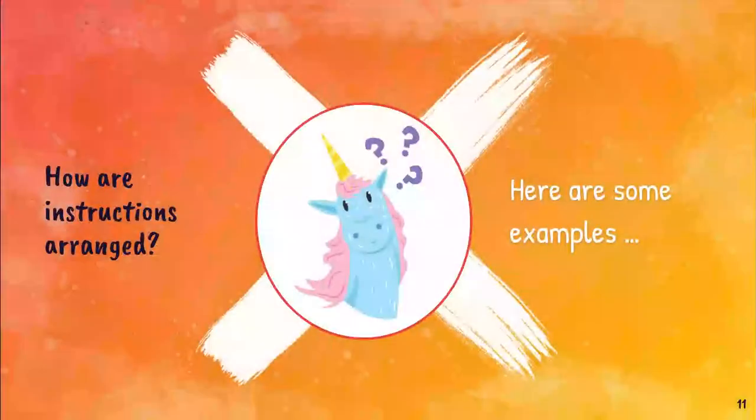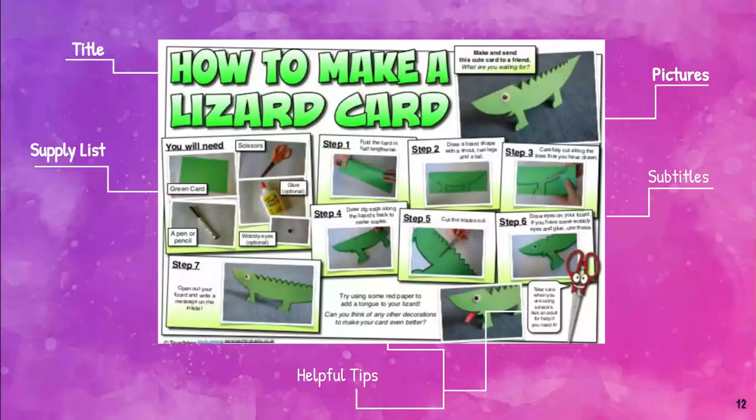So next, we're going to talk about how instructions are arranged, and we're going to look at an example. This is an infographic with instructions on how to make a lizard card. And who wouldn't want to make this cute little lizard card, right? In the top right-hand corner, it says make and send this cute card to a friend. What are you waiting for? That's the introduction, trying to pique the reader's interest on how to make a lizard card, and why they should. You could send it to a friend. It's cute.